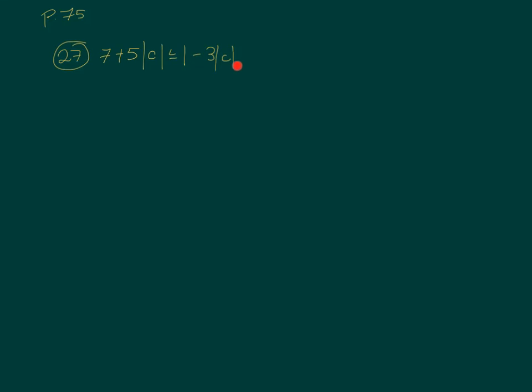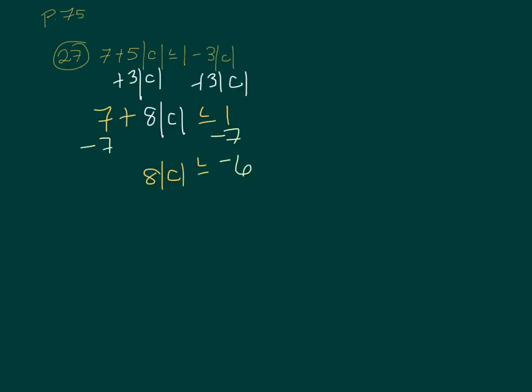Now what I like about this here, negative 3c, is I can add it over to this side and have a positive coefficient. I'm going to subtract that 7 over here. All right, so let's look at that. All right, so I've simplified both sides, and now I have 8 times the absolute value of c is less than or equal to negative 6.